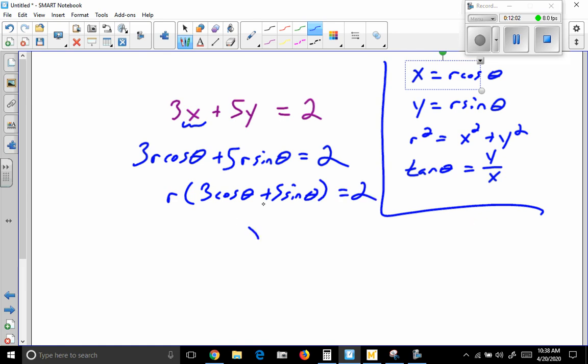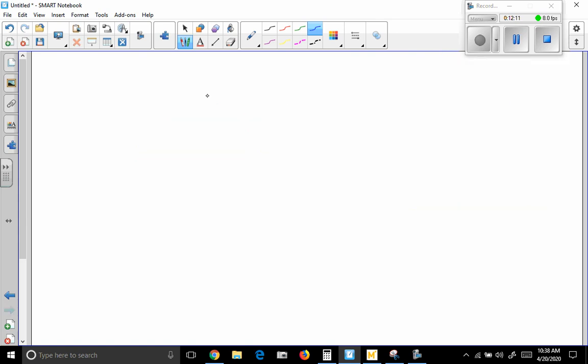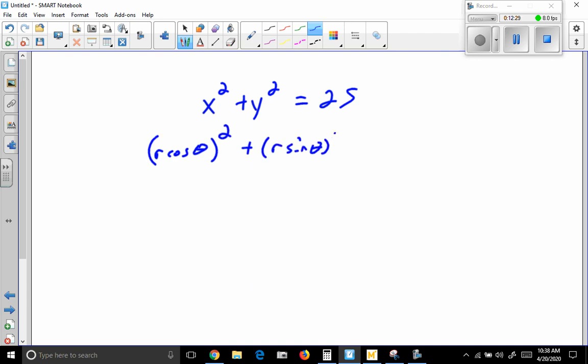So that's an equivalent equation in rectangular coordinates or polar coordinates. Let's look at x squared plus y squared equals 25. We could do this a couple of ways. We could replace x with r cosine theta, that's squared. We could replace y with r sine theta, that's squared.